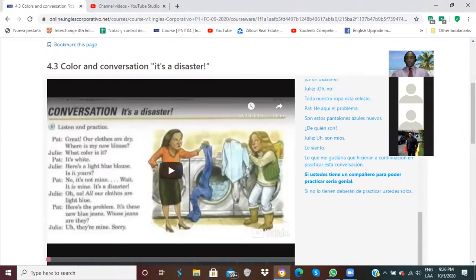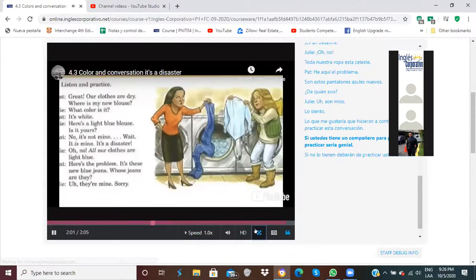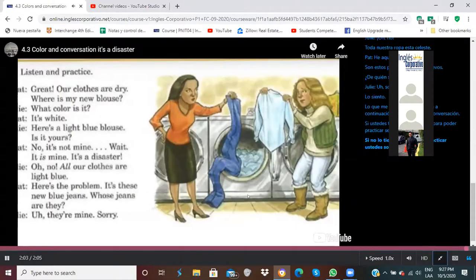For this activity, I want you to take out your notebook and your pen so that you can take notes. Listen to the conversation, please. If it's just you, I would still encourage you to practice on your own.